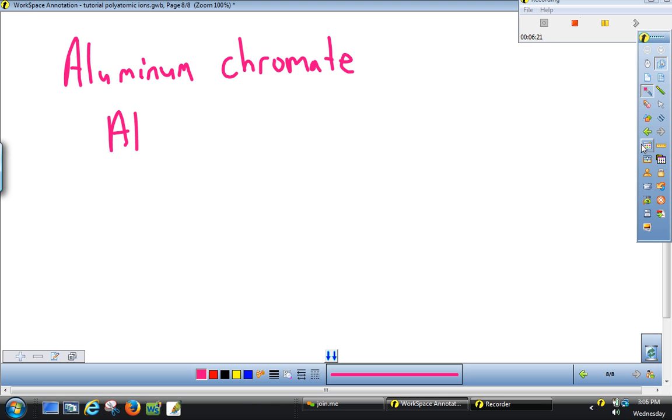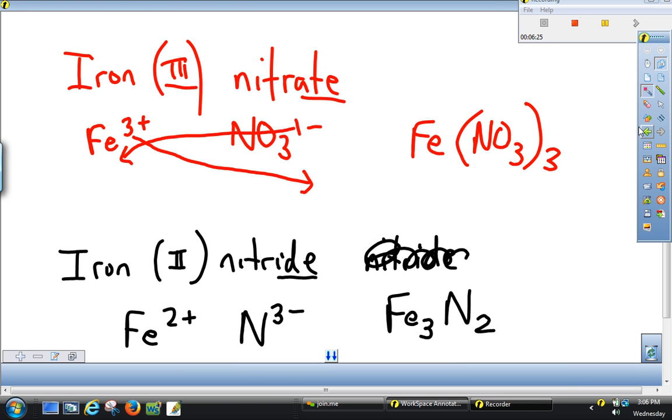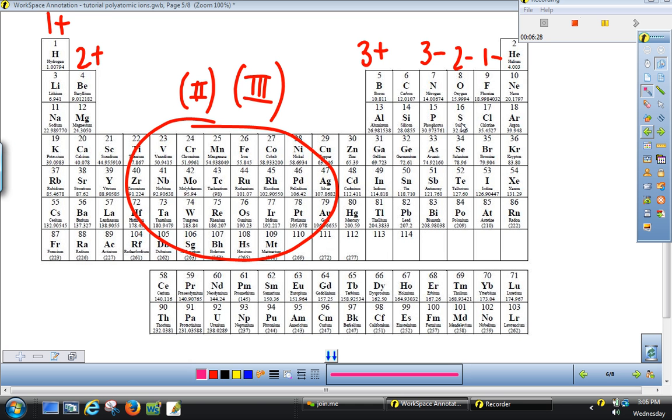So aluminum is 3 plus, positive 3. How do I know that? I go back to my periodic table, and aluminum is in group 13, and it's easier for it to lose 3 electrons and become like neon than it is to gain 5 electrons and be like argon. So once it loses 3 electrons, it'll be plus 3.